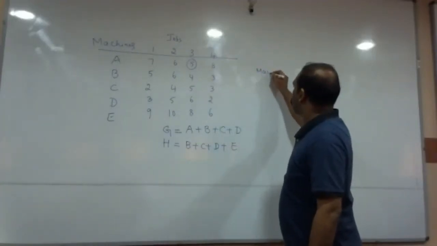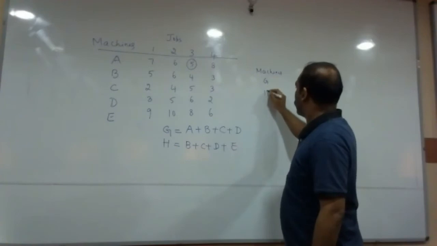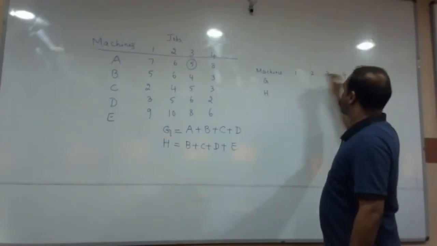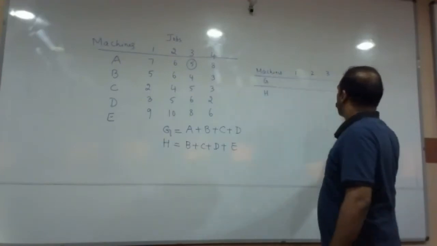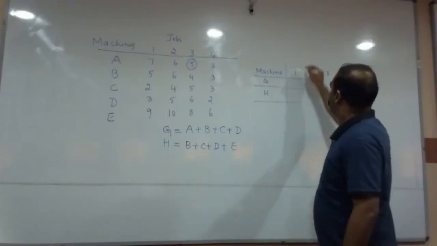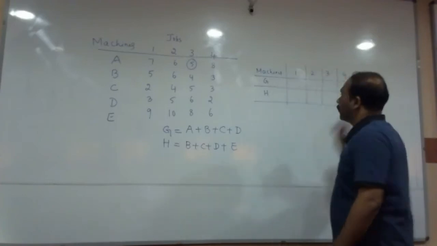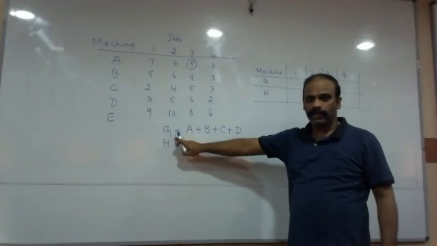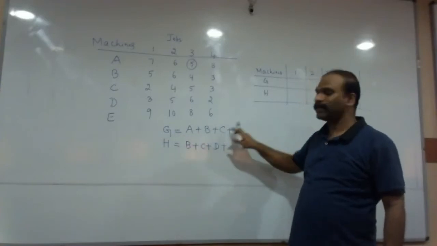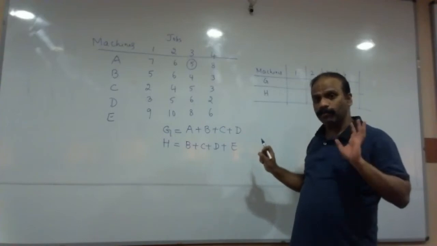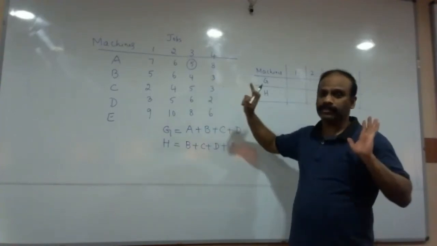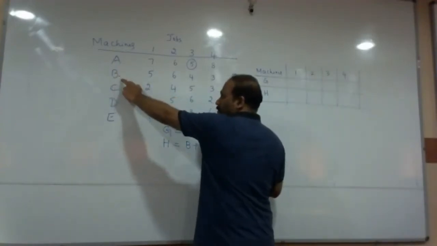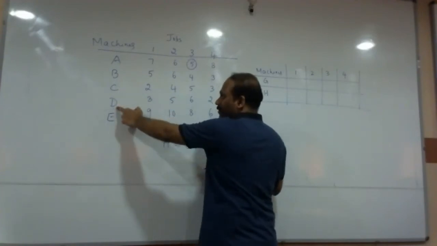Now the machines are G and H, and how many jobs do we have here? 1, 2, 3, and 4. Okay, now let me write the values. How do we add the values? That's the next question. If you look at the equation G, it is given as A plus B plus C plus D. Now how do we add the values here? You are supposed to add the processing times. When I say G equal to A plus B plus C plus D, this is your machine A, this is your machine B, this is your machine C, and this is your machine D.